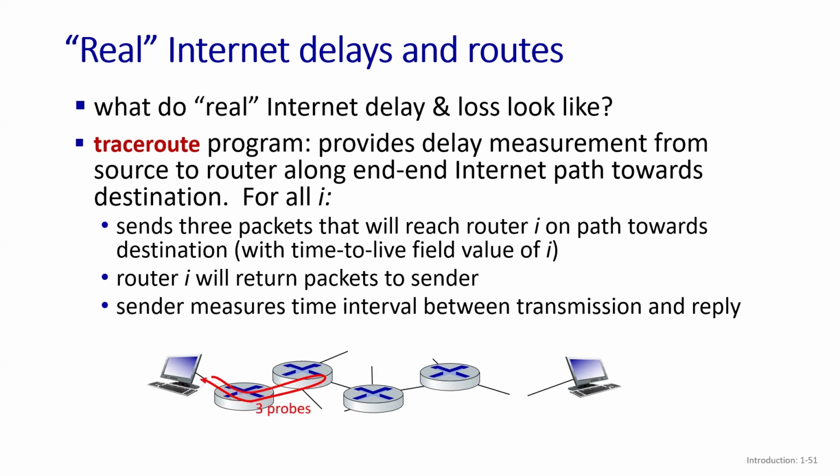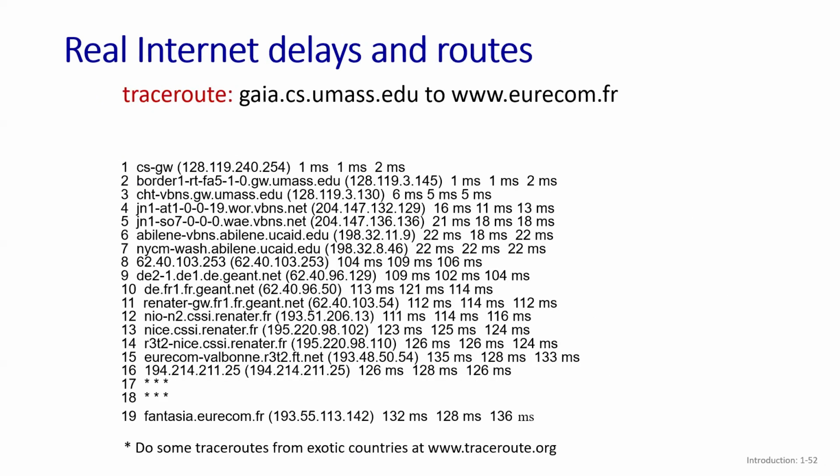Then it does the same with the next hop in the route. Then it does the same with the third hop in the route. And then basically this goes on and on. So this is how the output looks like if you run a traceroute on gaia.cs.umass.edu from this host to this host. You can see here that the first hop, or the first router to which these packets were transmitted, the delay is 1 millisecond, 1 millisecond, and 2 millisecond.